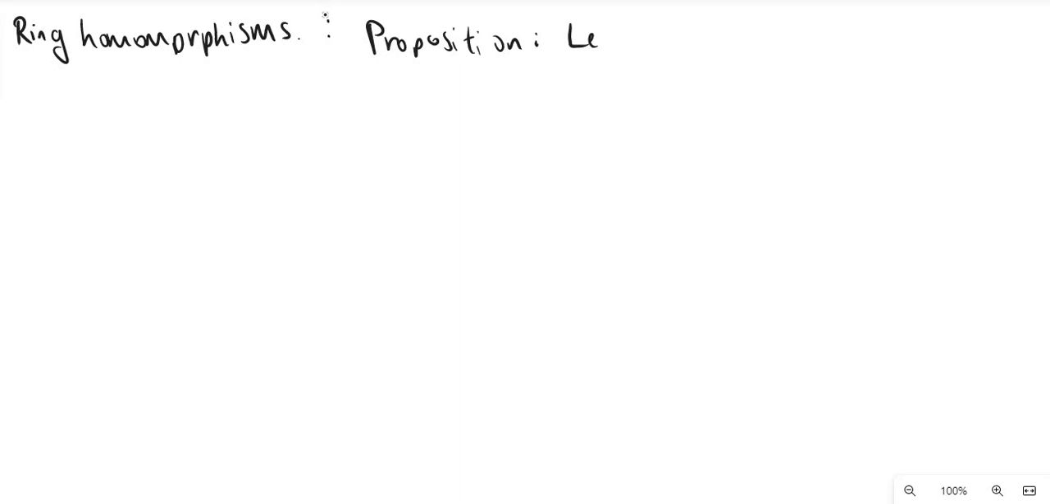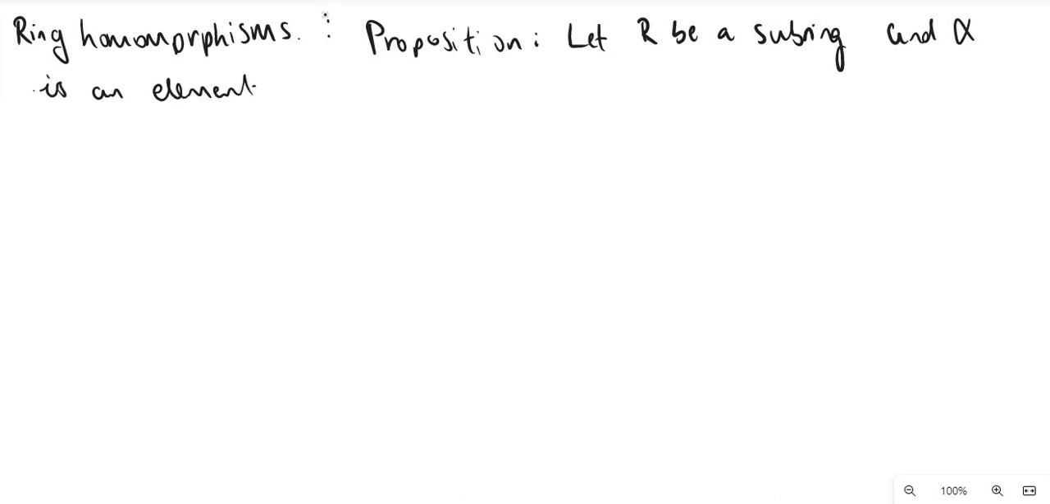is, we're going to say let R be a subring and alpha is an element of the commutative ring S.